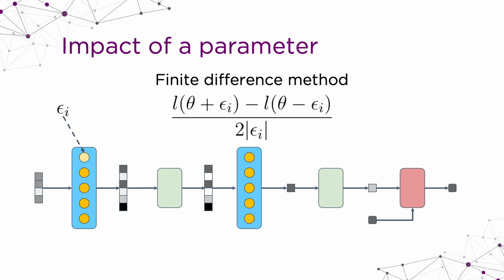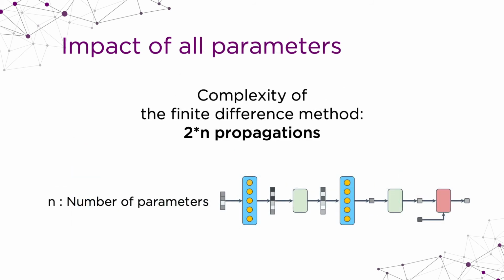When I was programming backpropagation, I was using the finite difference method to test my implementation. If I take epsilon_i to be very small, like something like 10 to the power minus 6, the output of the backpropagation algorithm should be very close to this one, or the other way around, because this one is an approximation. Okay, so what is the complexity of this finite difference method?